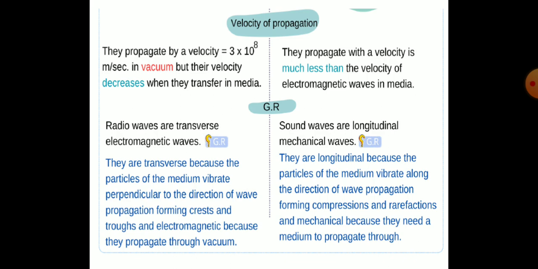Give reason. Radio waves are transverse electromagnetic waves. Because they are transverse, as the particles of the medium vibrate perpendicular to the direction of wave propagation, forming crests and troughs, and electromagnetic because they propagate through vacuum. And give reason. Sound waves are longitudinal mechanical waves because they are longitudinal, as the particles of the medium vibrate along the direction of wave propagation, forming compression and rarefaction. And mechanical because they need a medium to propagate through.